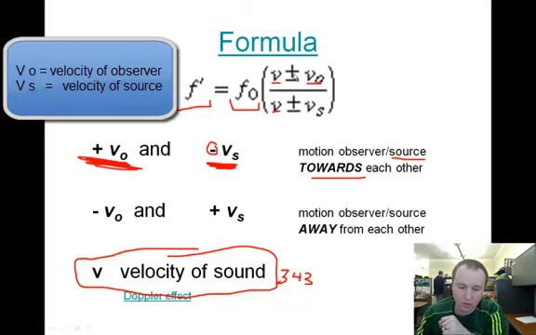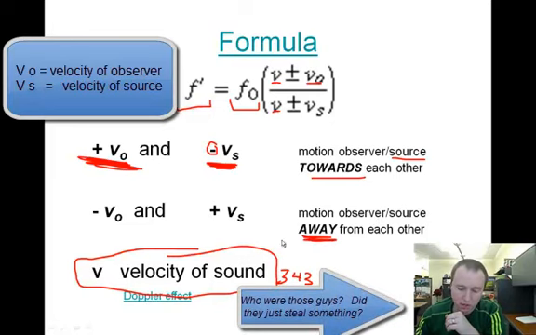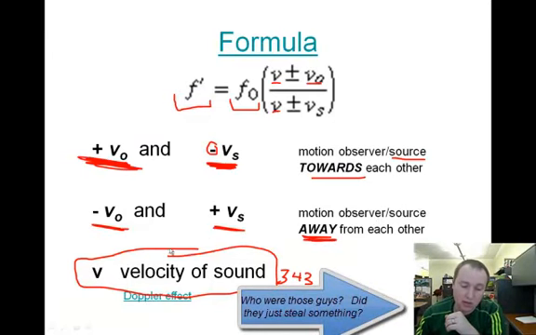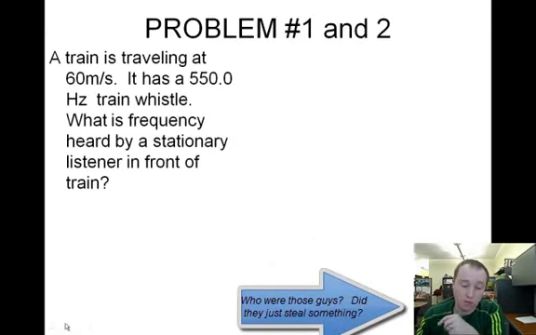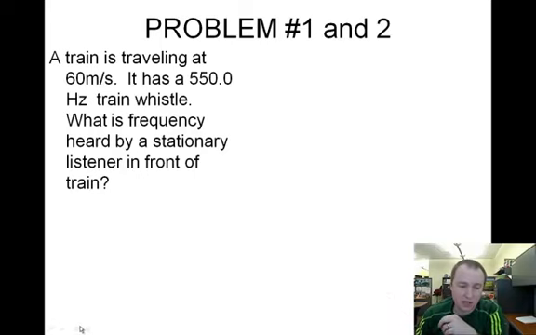And so we'll work through a problem. You'll see how that works in a second. The other one is if they're going away from each other, these are the signs you'll be using. So get that down, and we'll flesh it out as we go through a couple problems. So the train is traveling at 60 meters per second. It has a 550 hertz train whistle. What frequency is heard by a stationary listener in front of the train?